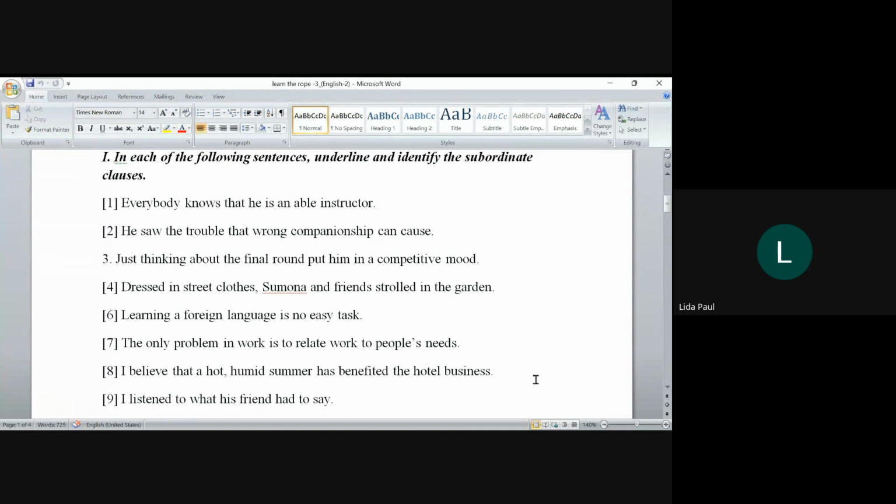Is that point clear? It's a simple sentence, ma'am. Sorry? It's a simple sentence.